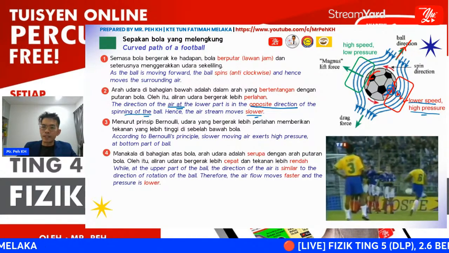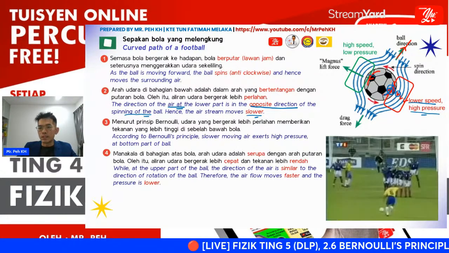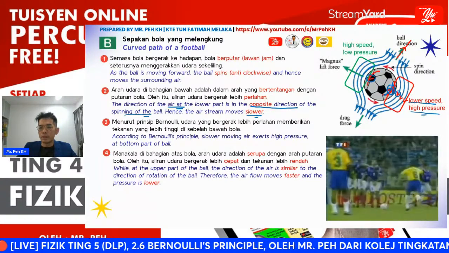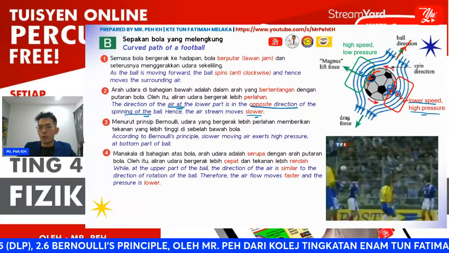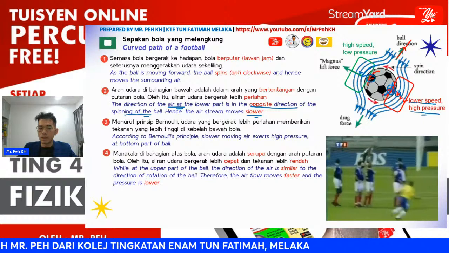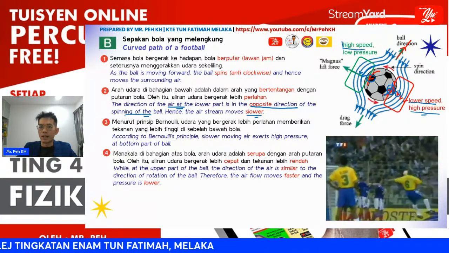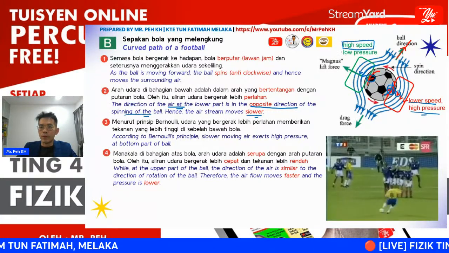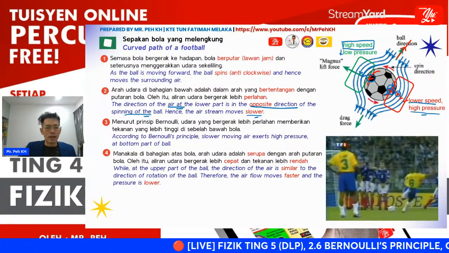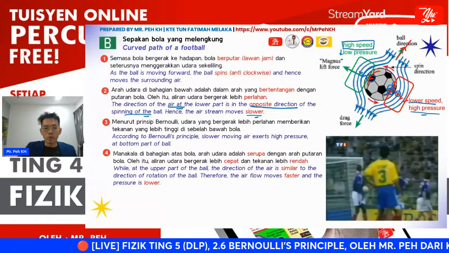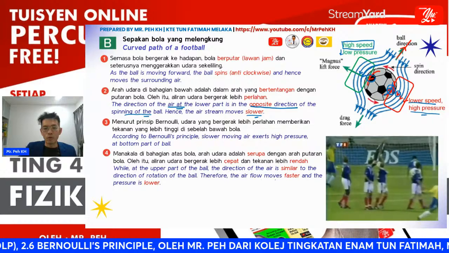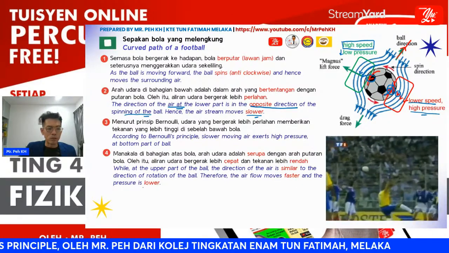Okay, so here now we discuss the upper part. According to this arrow and the arrow of the wind, you can see both the ball and the air are moving in the same direction or a similar direction. So the speed will become higher, so the pressure will become lower. Okay, so you can look at the sentence here. While at the upper part of the ball, the direction of the air is similar to the direction of the rotation of the ball. Therefore, the airflow moves faster and the pressure is lower.